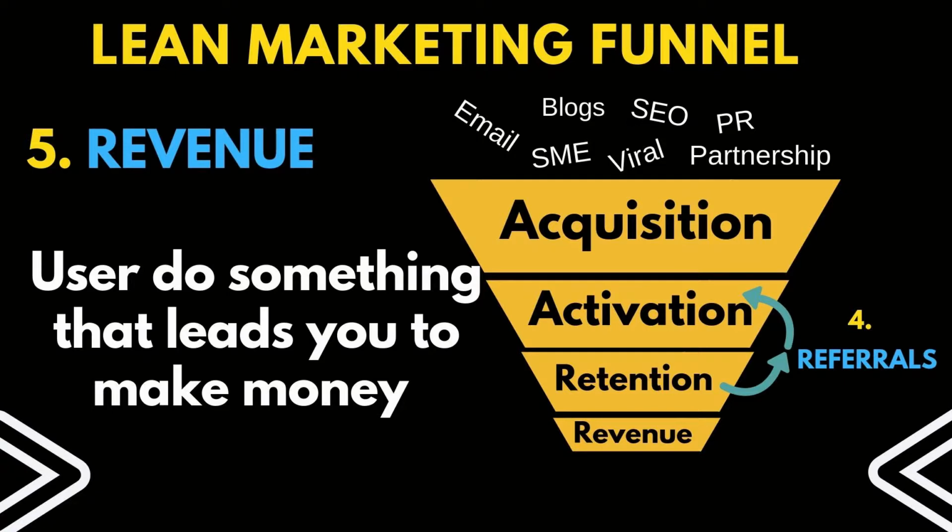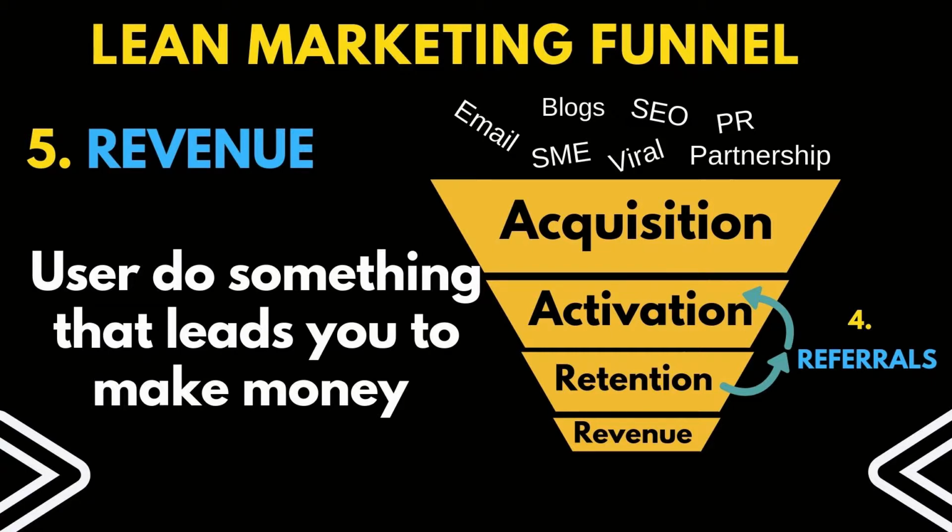Here is how this process works, and this is the last page where the user does something that leads to making money, right? So whatever we are doing to generate great revenue. So this is the flow of the lean marketing funnel. When they refer to their friends, families, or colleagues, it is a part of the revenue.